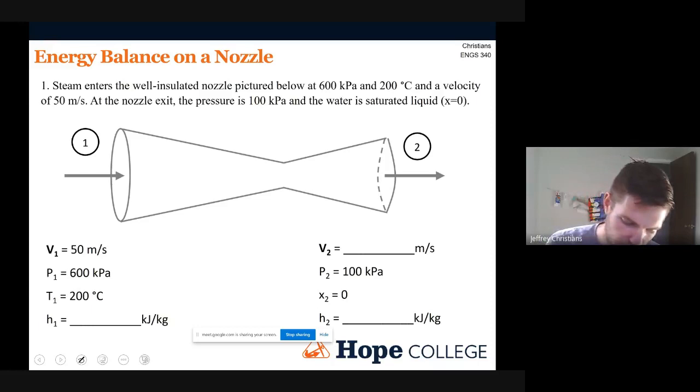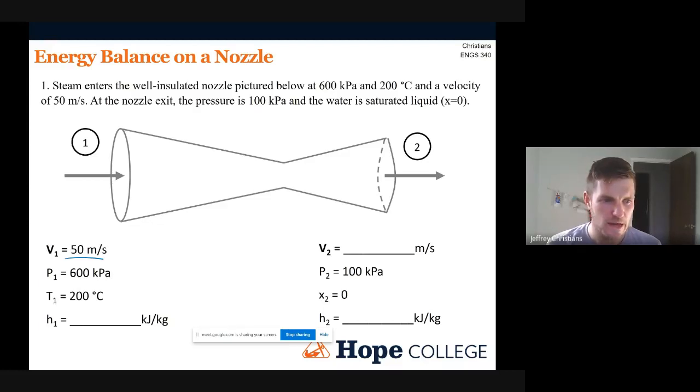We have an initial velocity of 50 meters per second. That's pretty fast. I can't remember off the top of my head, you all have computers. Is that like 120 miles per hour or something like that?